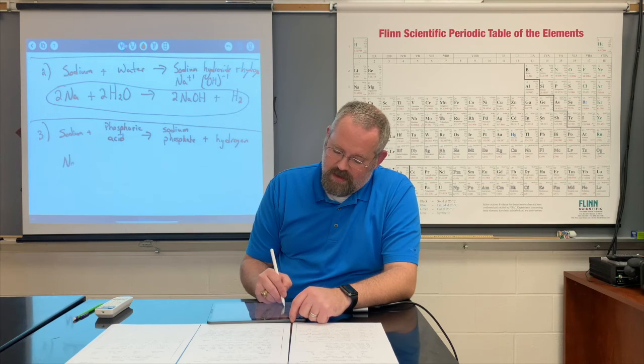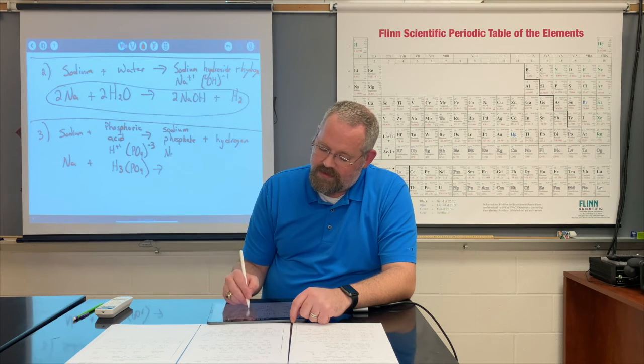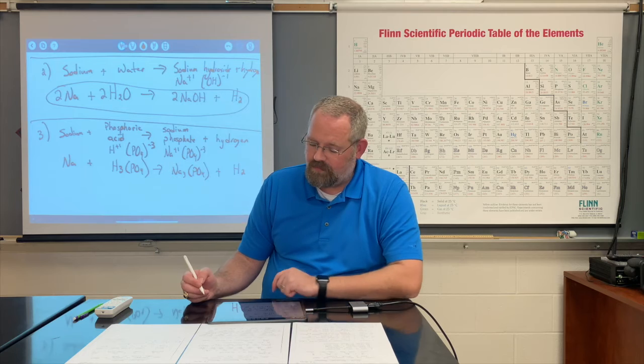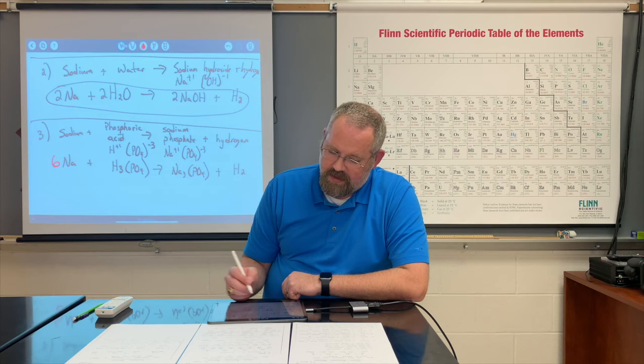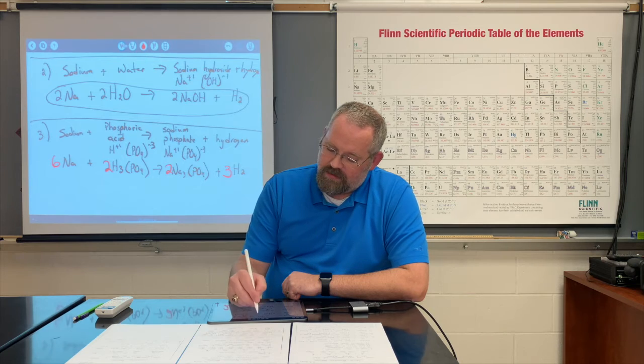Alright, sodium, Na, phosphoric acid. All acids have an H. Phosphoric means phosphate, so PO4 minus 3. That gives me H3PO4. That's going to be sodium phosphate. Sodium is a +1. Phosphate, PO4 minus 3. Na3PO4 plus diatomic hydrogen. Okay, this one's actually a little bit trickier to balance, but once you get it balanced, it's 6 sodiums, 2 phosphoric acids, 2 sodium phosphates, and 3 hydrogens.